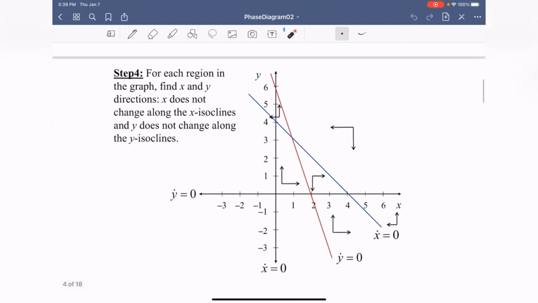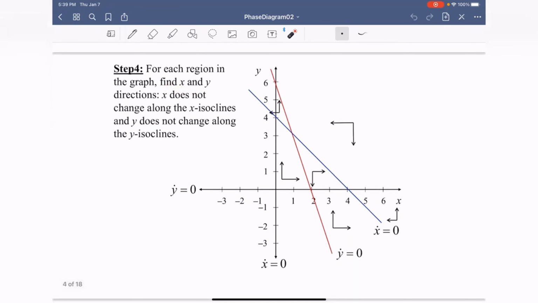So in step 4, for each region in the graph, we find x and y directions. X does not change along the x isoclines, and y does not change along the y isoclines. So here are our directional arrows. You'll notice here it's kind of tight between these two, and here as well. And of course we have to take into account both axes, the x dot equals 0 axis, or y axis, and the y dot equals 0 axis, or x-axis in this case. So we have to look at those individual points.